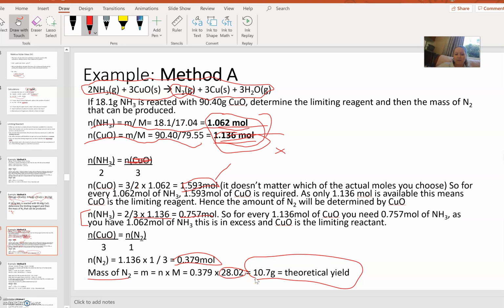So that's essentially what limiting reagents are: using molar ratios to work out which one's going to run out first, and the one that runs out determines how much of the products you can make. So we have to use that number of moles. I hope that's made sense. Let me know if it doesn't.